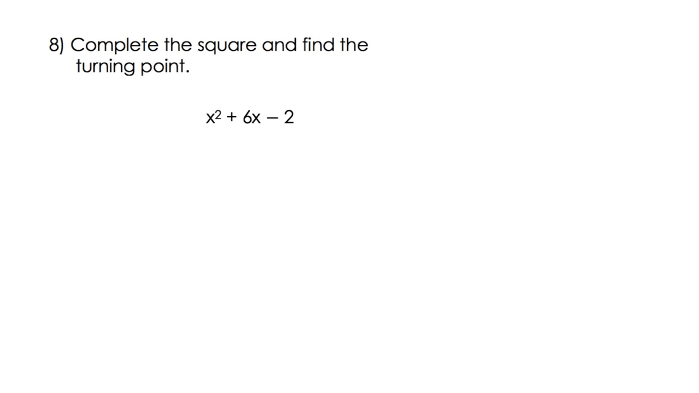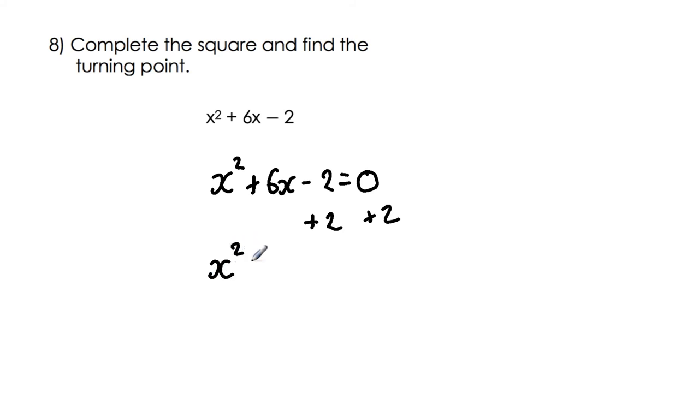So the first thing I'm going to do is to equate this quadratic equation to 0. So we have x squared plus 6x minus 2 equals 0. I'm now going to add 2 to both sides. So plus 2 plus 2. So what we have now is x squared plus 6x. Here I'm just going to underline the value, plus 2 plus the value that we're going to underline. To find the underlined value, what we need to do is first of all divide the b coefficient by 2 and then square it. So 6 divided by 2, which is 3, and then we're going to square 3, which is 9. So 9 goes over here and 9 goes over here.